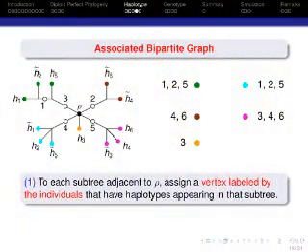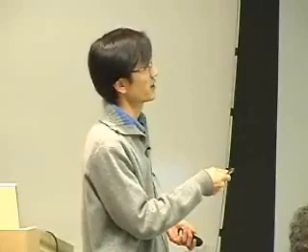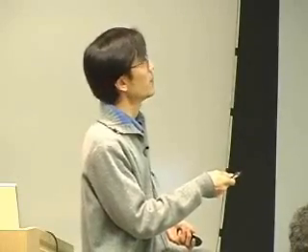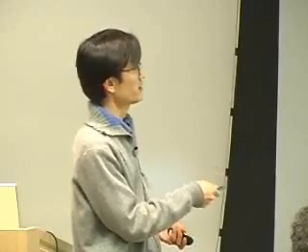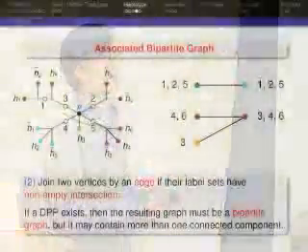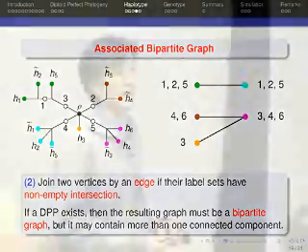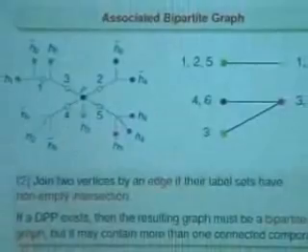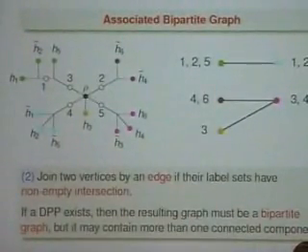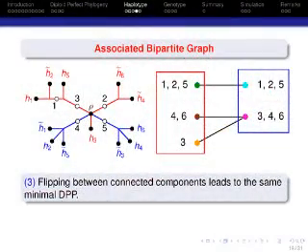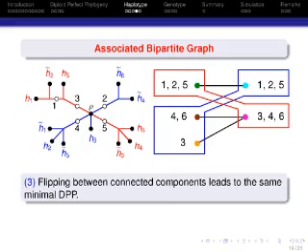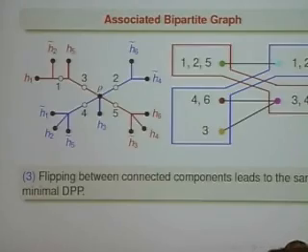So how do you determine the partition? It's really simple. Once you have a tree, you construct an associated bipartite graph. You assign a vertex to each subtree adjacent to the root, and you label that vertex by the individual indices. So this subtree here has haplotypes from individuals 1 to 5, and you label it by 1 to 5. And this subtree 2 has haplotypes from individuals 1 to 5, and you again label it by 1 to 5, and so on. Then you join 2 vertices in this associated graph if their label sets have non-empty intersection. If a DPP exists, then this must be a bipartite graph. But the bipartite structure is not unique because there can be more than 1 connected component. In this case, there are 2 connected components, so the bipartition is not unique. Either you have that or that. But the proposition I showed before guarantees that it doesn't matter which bipartition you use, you end up with exactly the same DPP solution.